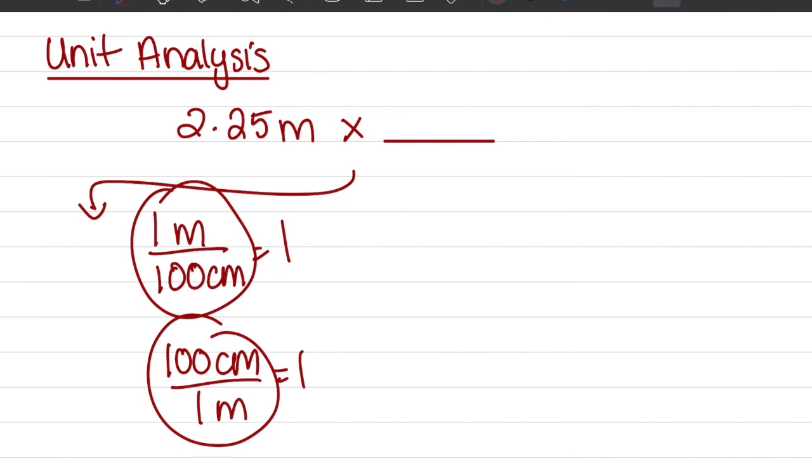Choose the one that will help you cancel out the meters, right? And to cancel out meters, you need to divide by meters. So which one will allow me to divide by meters? It's this one, because the meters is at the bottom. These two units are in opposite locations. So let me show you. I'm going to write the 100 centimeters here and the 1 meter here. You see how this unit and this unit are on opposite sides? They divide each other out. They cancel each other out.